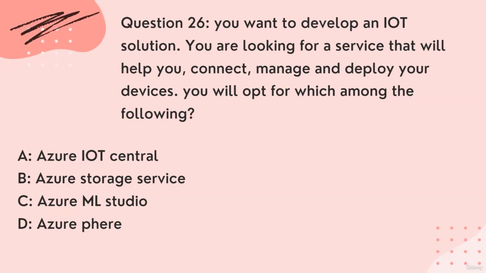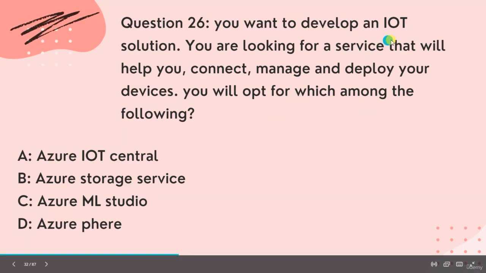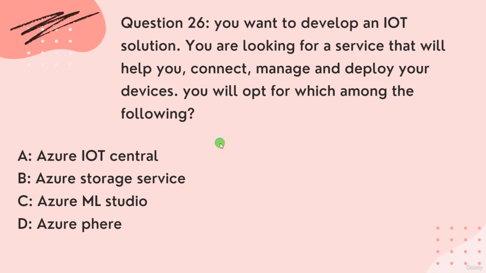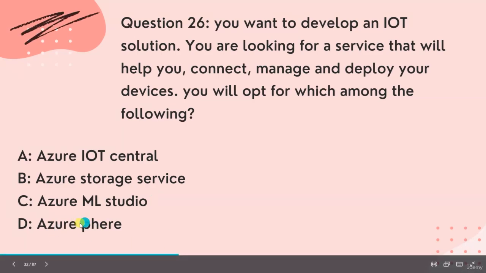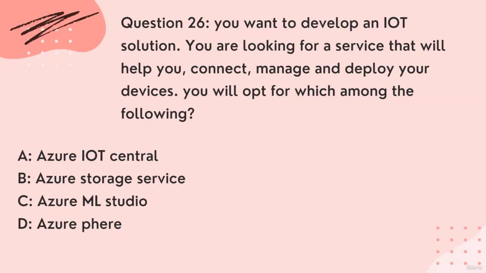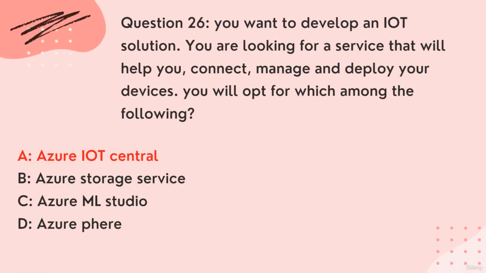Basically, as I had mentioned earlier, Azure provides different services for different types of solutions that you are pursuing. Like if you have an ML solution, or an AI solution, in a similar way, it has a few services for IoT. Over here we have the options Azure Central, Azure Storage Service, Azure ML Studio, and Azure Sphere. I missed an S over here. If you want to connect, manage, and deploy your devices, the right answer is Azure IoT Central.